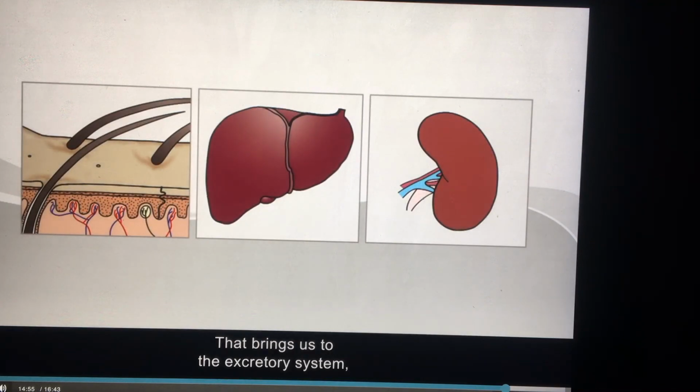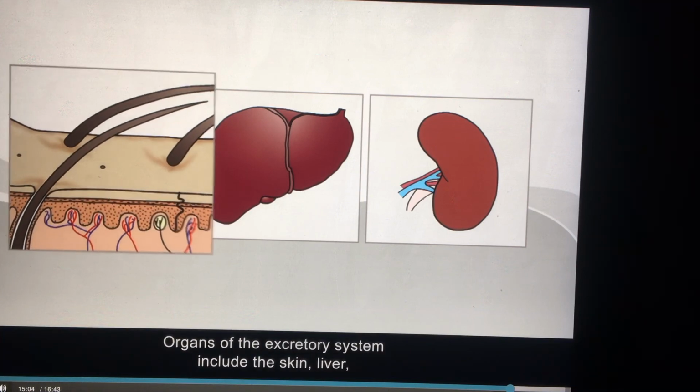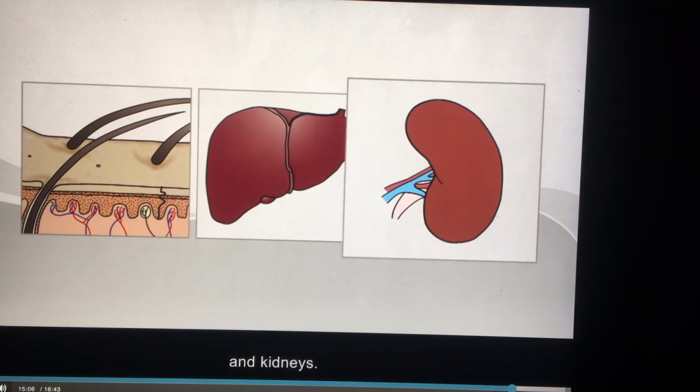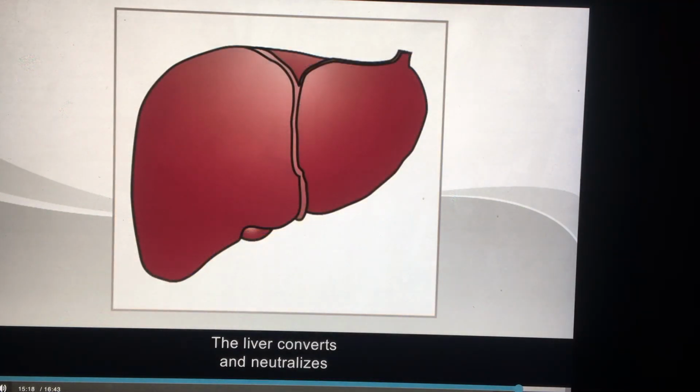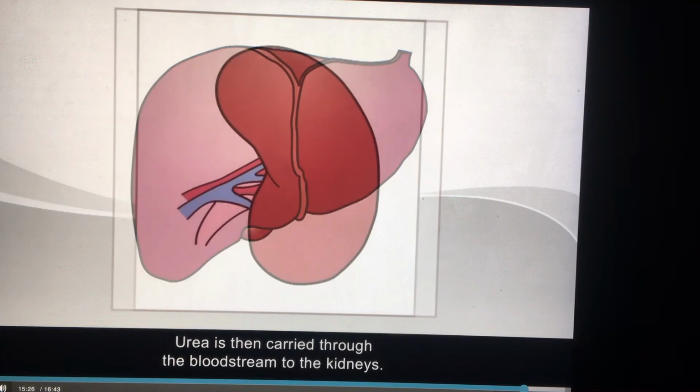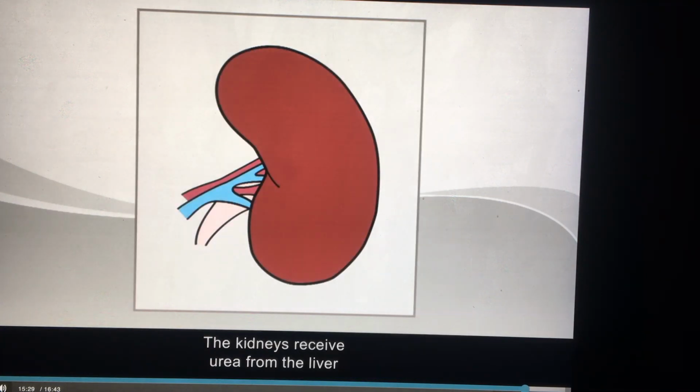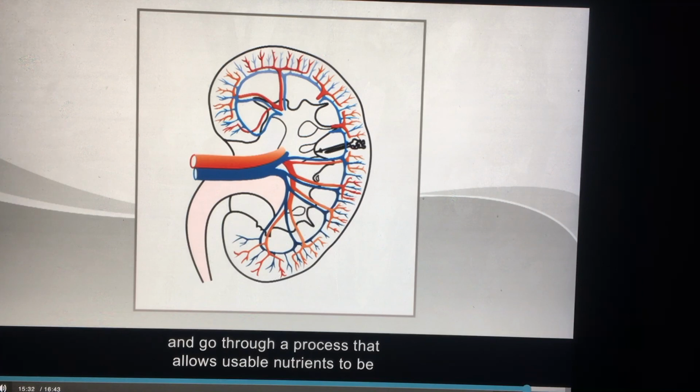That brings us to the excretory system, which eliminates solid, liquid, and gaseous waste products from the body. Organs of the excretory system include the skin, liver, and kidneys. Skin, the largest body organ, releases water, carbon dioxide, and other waste through the sweat glands. The liver converts and neutralizes ammonia from the circulatory system into urea. Urea is then carried through the bloodstream to the kidneys. The kidneys receive urea from the liver and go through a process that allows usable nutrients to be reabsorbed into the blood and waste products to be excreted.